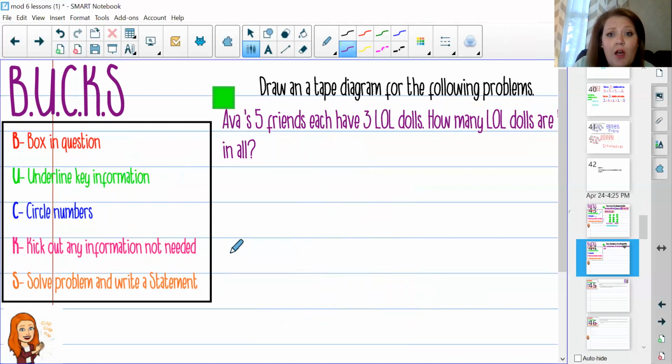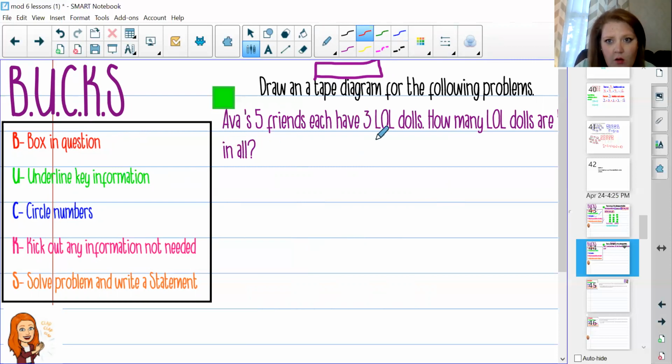This one is going to draw a tape diagram for the following problem. It says here, Ava's 5 friends each have 3 LOL dolls. How many LOL dolls are there in all? Okay, so the directions say we have to make a tape diagram. Remember, a tape diagram is a long rectangle like that. Before we start doing any of that, let's do our BUCKS. So let's box in the question.